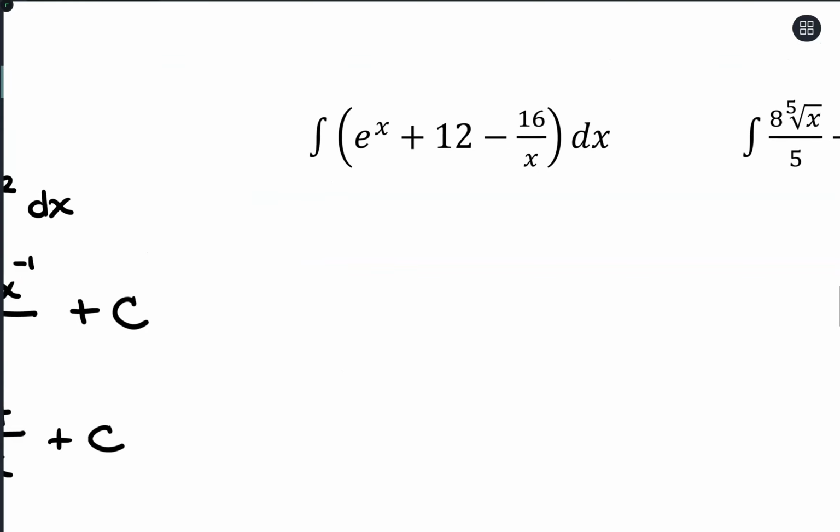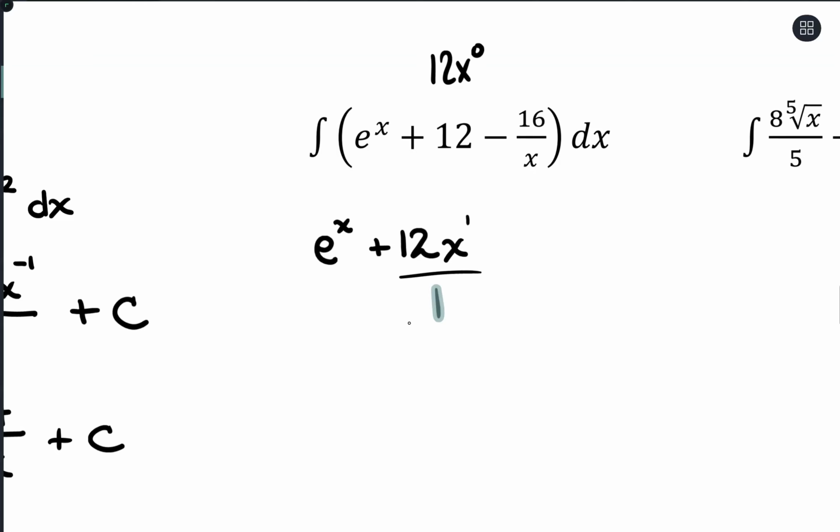Okay, our next one, the antiderivative of e to the x plus 12 minus 16 over x. So with this, e to the x just stays the same. So we have e to the x, where we have just plus 12. If we just have a constant, we're just going to be multiplying by our variable. So where we have plus 12, that turns into plus 12x. Really, it's like we have 12x to the 0 power. So we're going 0 plus 1 gives us that power of 1.